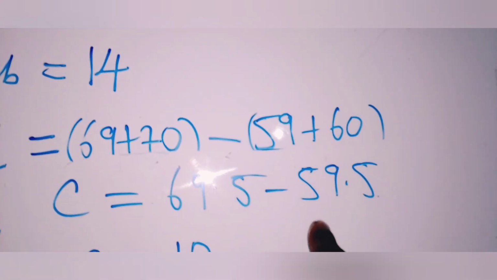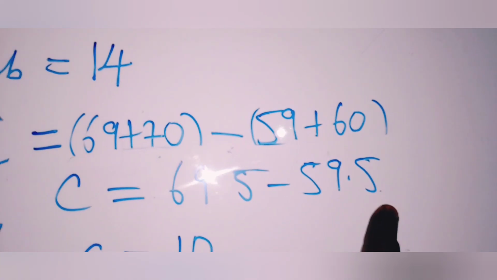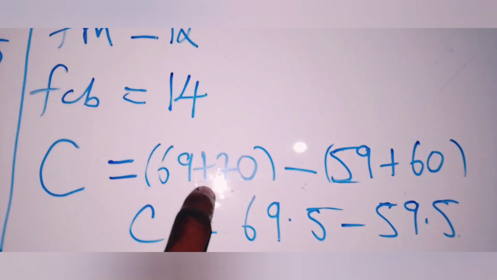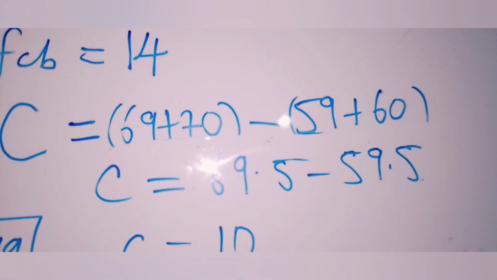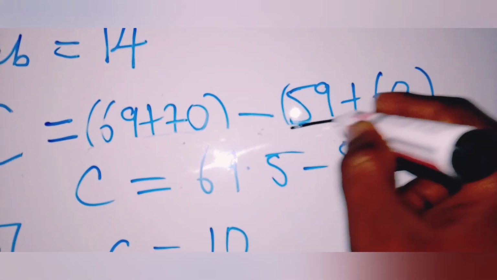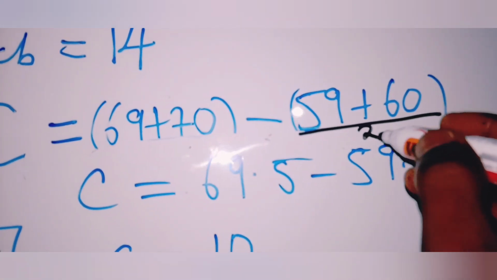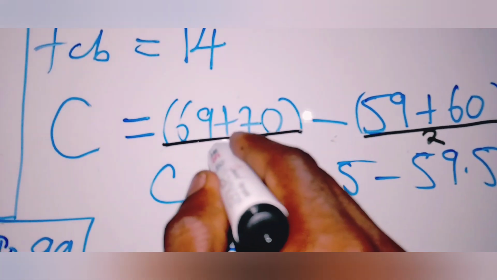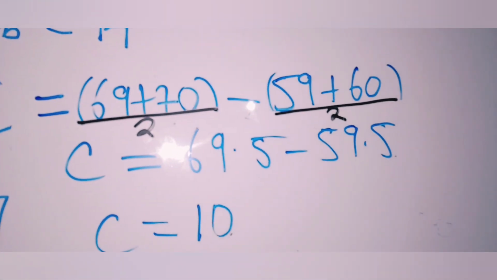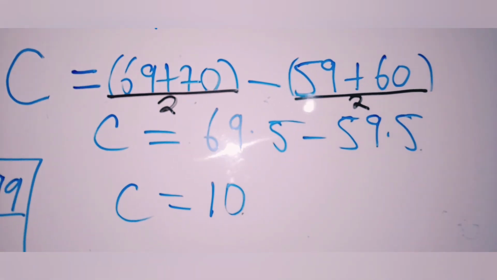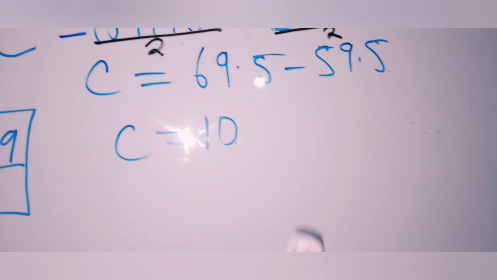That's how we came up with 69.5 and the 59.5. Divide by 2, even this divide by 2. Sorry, this here you need to divide by 2. You need to divide by 2. Okay, that's what you need to do. Yeah, as simple as that.